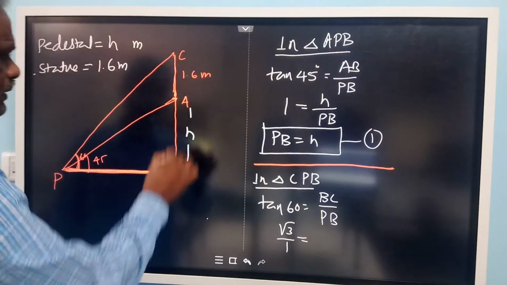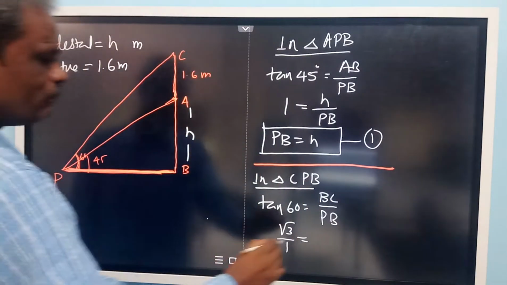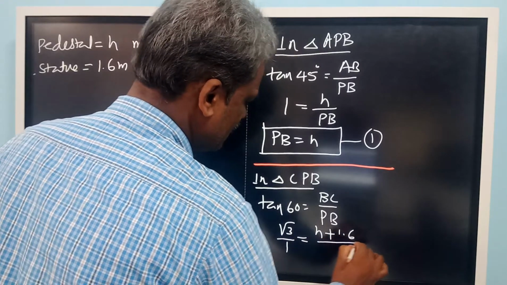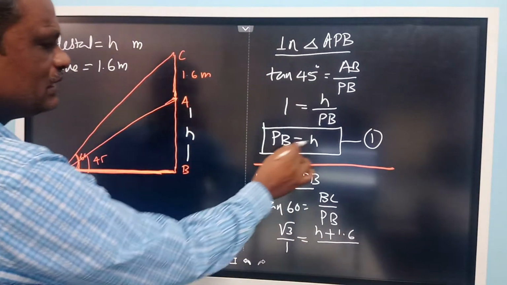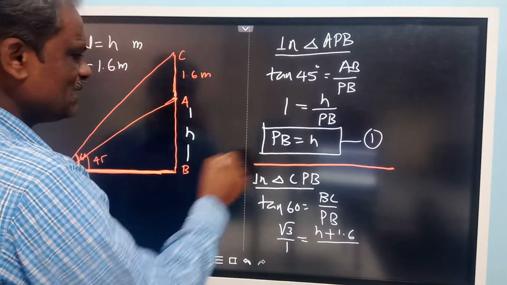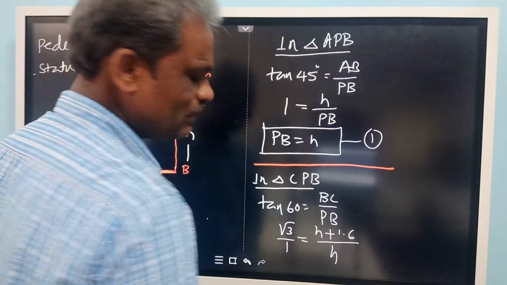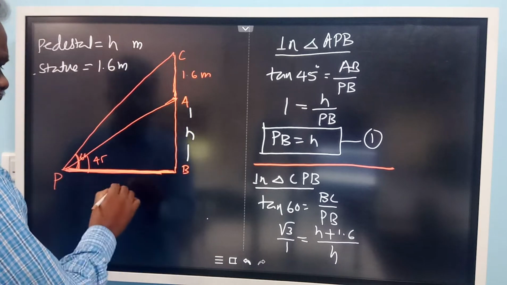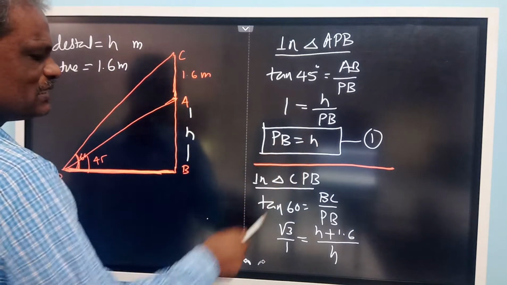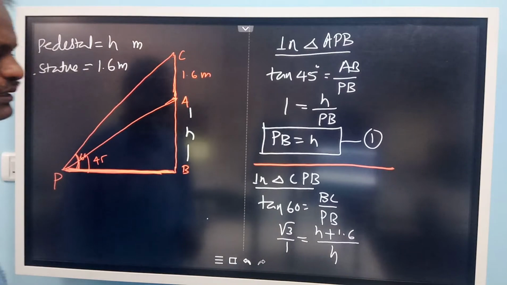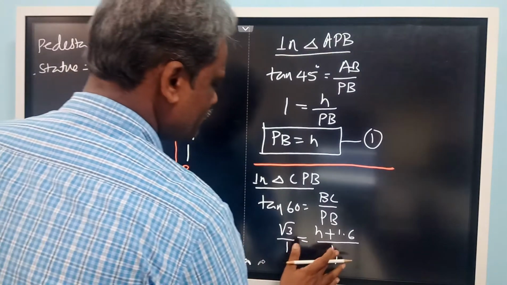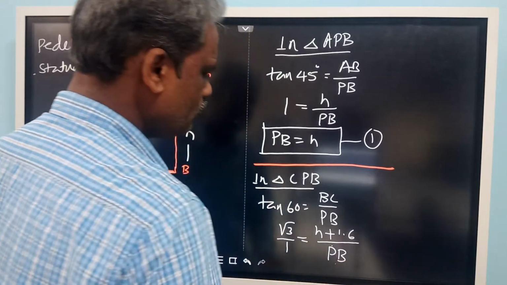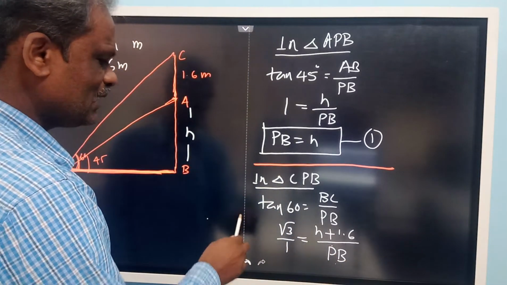BC here is the sum of these two, H plus 1.6. So H plus 1.6 divided by PB. Here PB is also H, so PB is equal to H. You can just write PB here. So now find out the value. Cross multiply here.